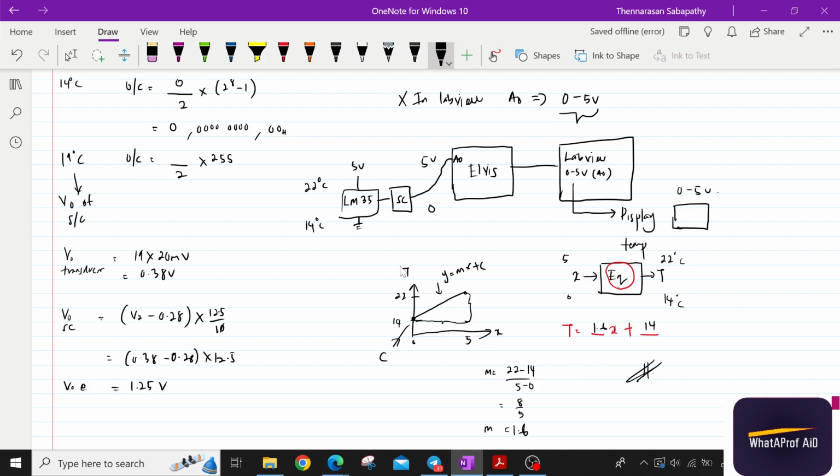At signal conditioning, 1.25, right? Anyone get 1.25? Correct. Good if you can get 1.25. So here you supposedly substitute 1.25. Okay, don't directly put 0.38 here.